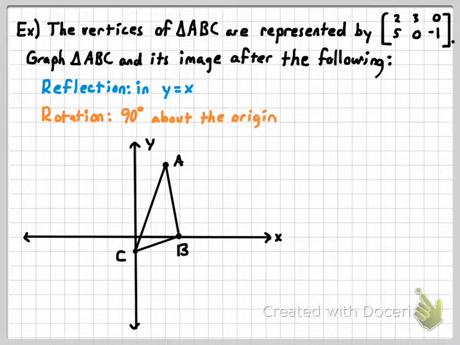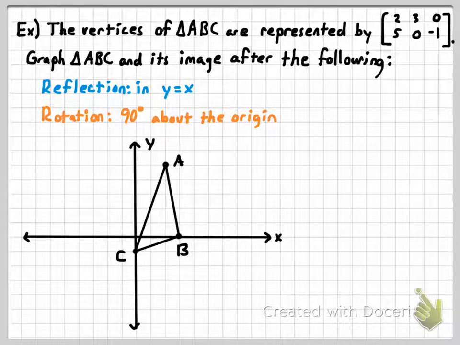All right, well, let's go ahead and practice with some compositions. Here, it says that the vertices of triangle ABC are represented by the matrix that you see here. What I'm wanting you to do is to graph triangle ABC and its image after it's been reflected in the line y equals x, and then rotated 90 degrees counterclockwise about the origin. Now, I've already graphed triangle ABC for you. You can see the point 2, 5, the point 3, 0, and the point 0, -1.